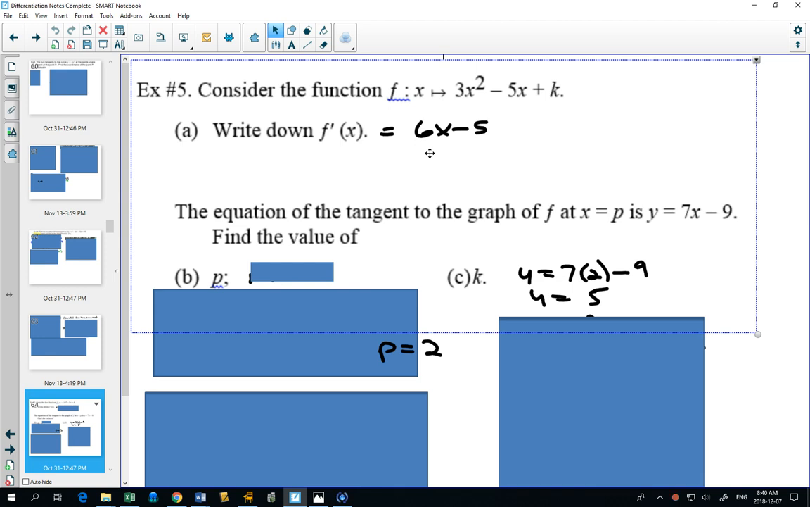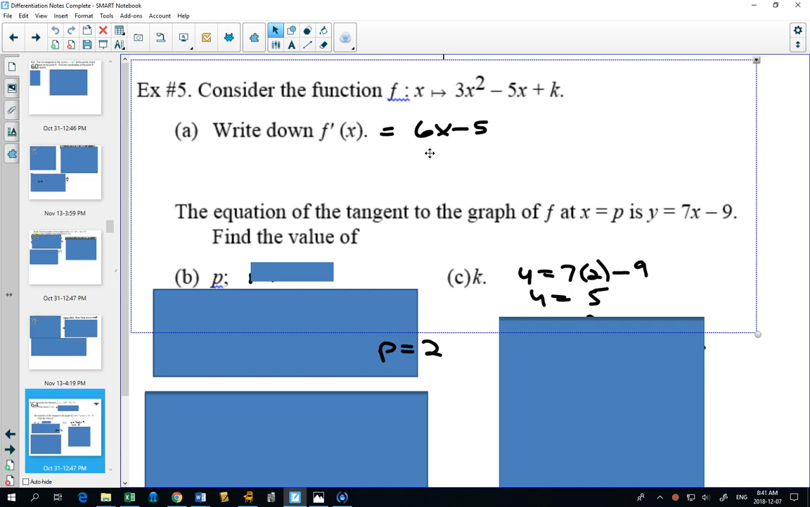The equation of the tangent to the graph at x equals p is y equals 2x minus 9. How do we find p? This is a type of question that's sort of atypical in the fact that normally, so far, we've done: find the derivative, then you've got a point, find the equation of the tangent line at that point. And you use all the steps.